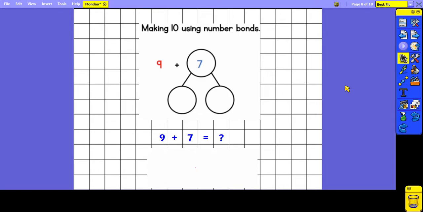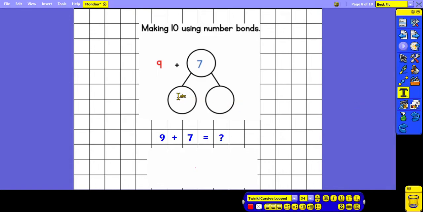Okay, here we're going to be making 10 using number bonds again, but we're now using part-whole models to help us. So the problem we're working out is 9 add 7. We've got our 9 here, and then we have put 7 into a part-whole model. And 7 is the whole, and it is being split into 2 parts. The first thing we need to do is to work out what we add to 9 to make 10. We know that that is 1, so that goes in the first part.